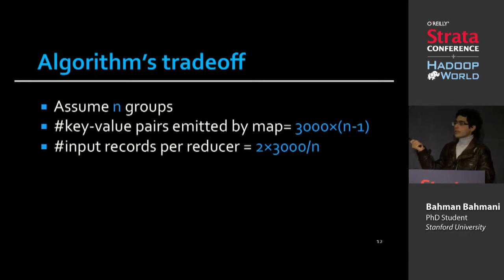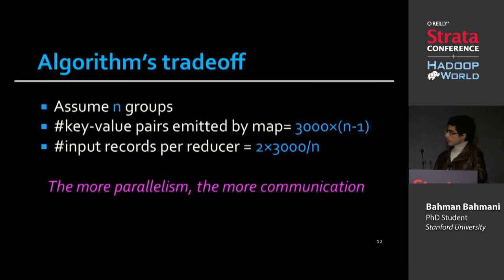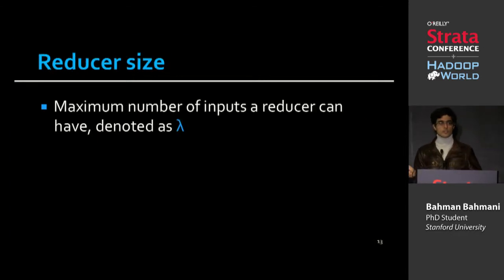So if we increase n, 2 things happen at the same time. The number of key value pairs emitted by the map, and as a result, the amount of communication used by the algorithm goes up. On the other side, the size of the reducers that we use is going down. And we are getting more parallelism. So what this means is that the more parallelism that we want out of this algorithm, the more communication costs we'll have to pay. So let's see if this trade-off is only specific to this algorithm, or is it a little bit more fundamental. So to see that, let's define a notion of reducer size, which is the maximum number of inputs a reducer can receive, and we denote it as lambda.